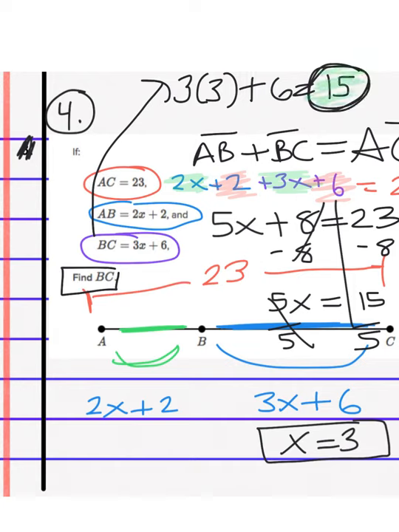I'll highlight it here. If you wanted to check your answer, so BC is 15. Put on the side here. You could check that AB, 2 times 3, that's 6, plus 2 is 8. Is 8 plus 15, 23? It is. I know my answer is right. So it should all fit together. Just like a puzzle, it should all fit together.